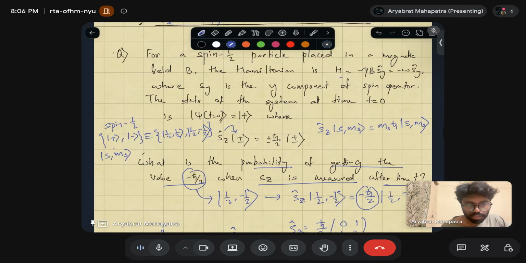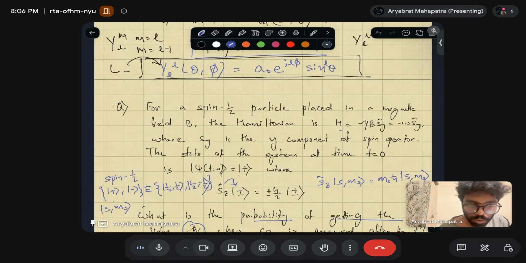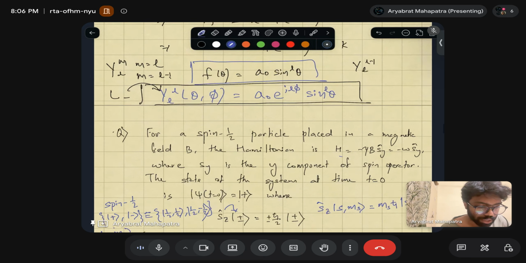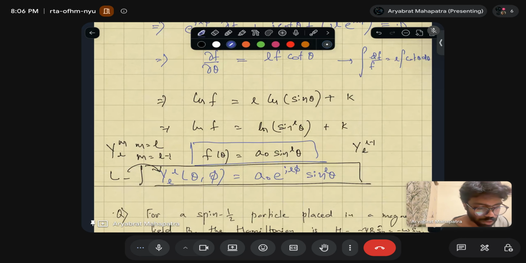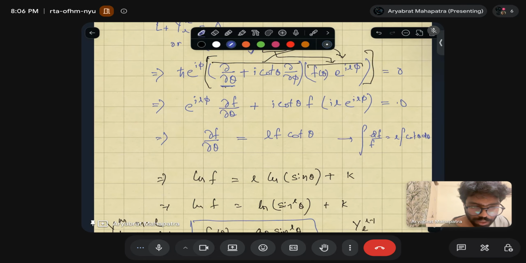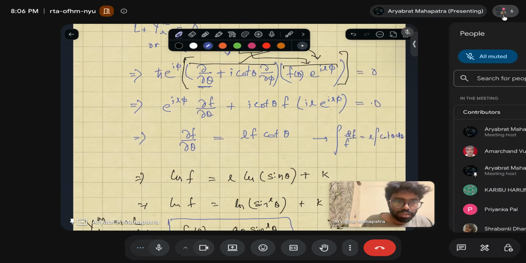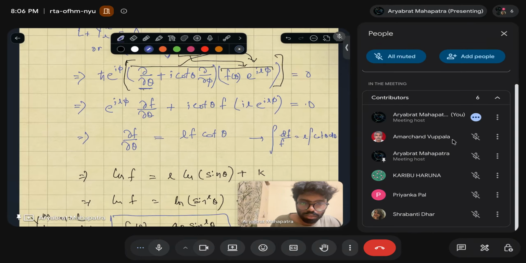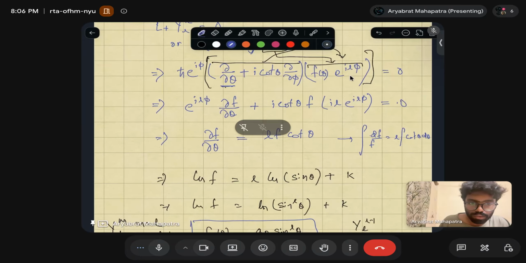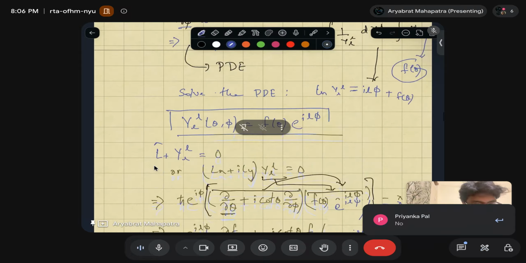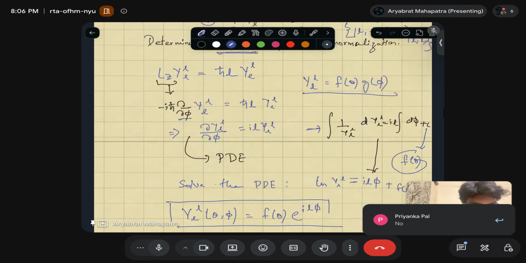If not with this, if there is anything with any other problem that we discussed, or anything particularly related to this angular momentum topic, you can let me know. Any question? Okay, if you are not having any, fine.